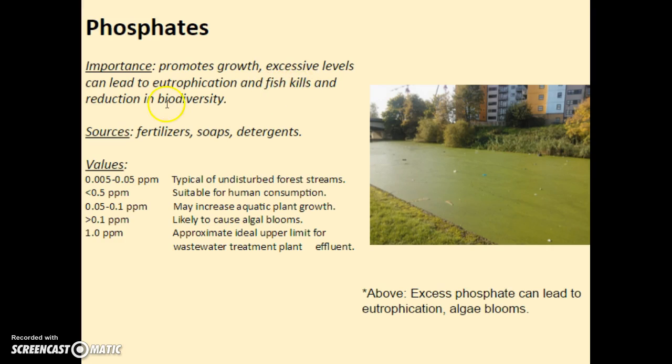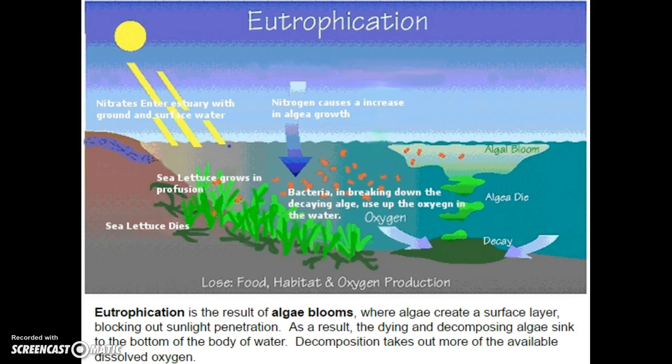And this leads to fish kills, and it reduces biodiversity, therefore decreasing the overall health. And here's a picture of a body of water in London, England, the Thames River. And this is excess phosphate that led to eutrophication and formed an algal bloom or an algae bloom. So there are these optimal ranges, these very, very low values that are important for maintaining health.